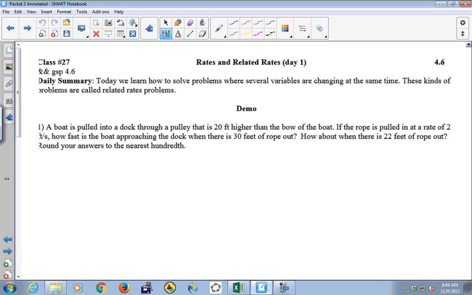So let's look at our related rates class, class 27. We're going to learn how to solve problems where several variables are changing at the same time. And these kinds of problems are called related rates. Typically, this is perceived as a difficult part of the course. Unlike all the easy stuff that came before it, yeah.